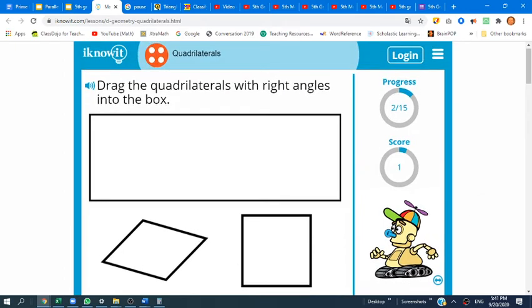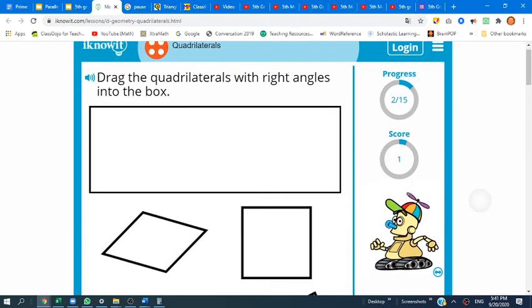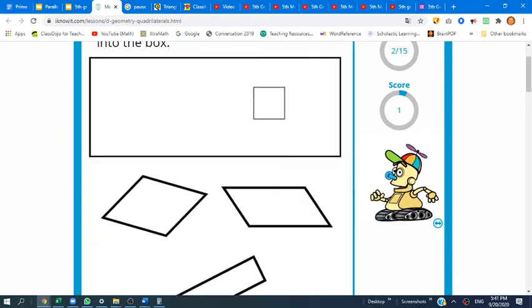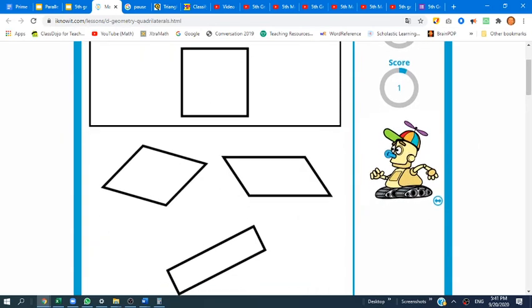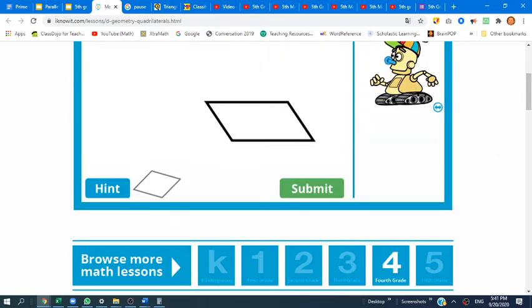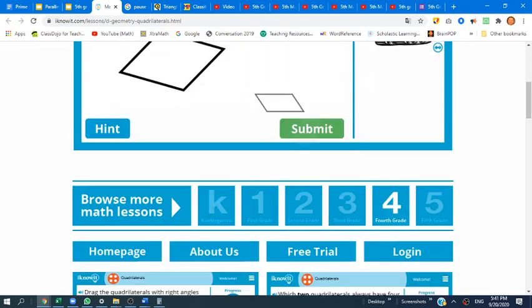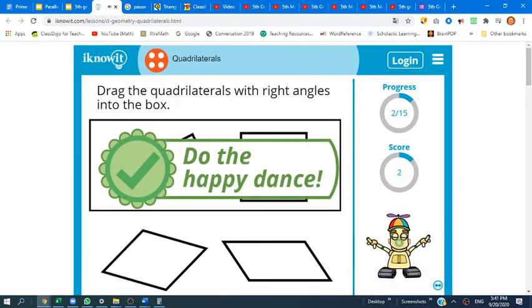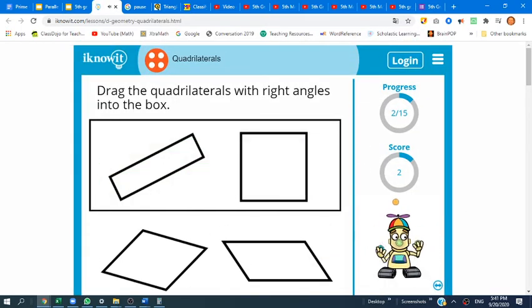It says, drag the quadrilaterals with the right angles in the box. Well, this square has a right angle, and this rectangle has a right angle, but this rhombus doesn't, and neither does this one, right? So, submit. Do the happy dance. We got it.